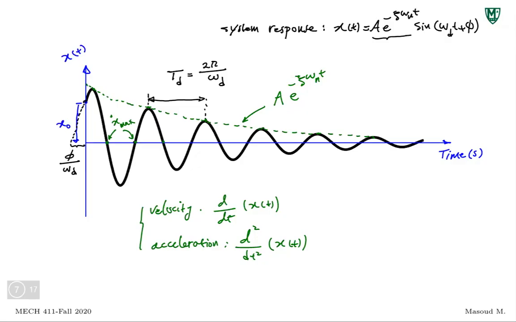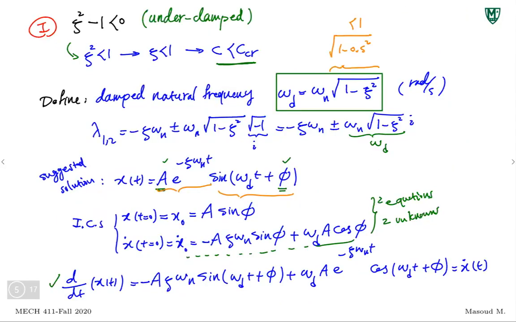So that is an oscillatory system. This was for the situation where the damping is smaller than critical damping. C is smaller than C critical, meaning that the damping ratio zeta squared is smaller than 1. That was case 1. Remember, this is case 1. Here is the case 1.